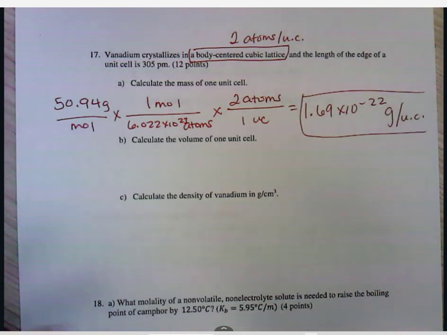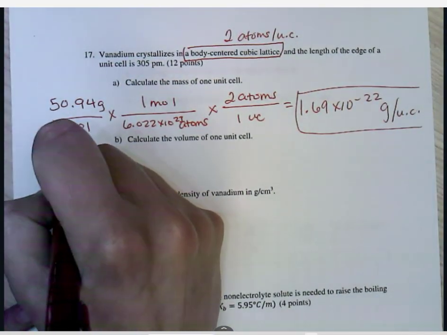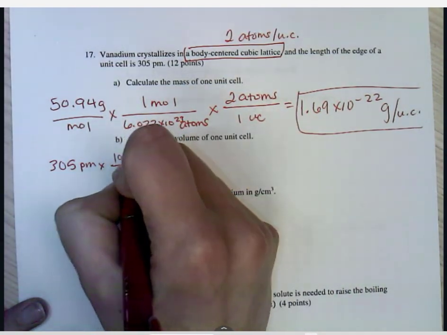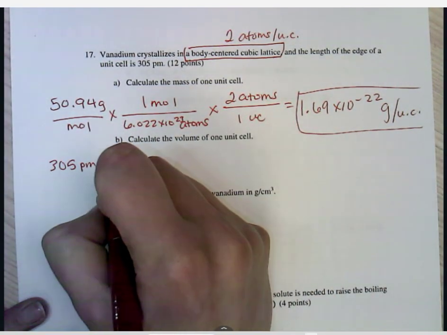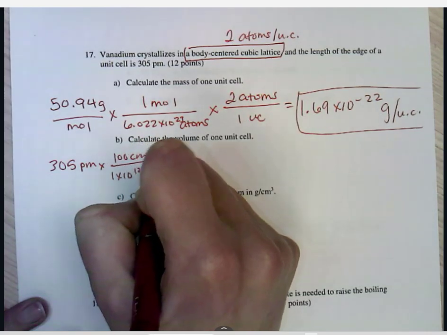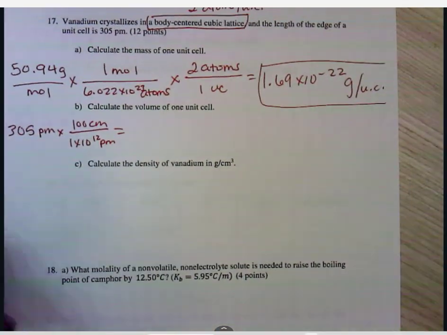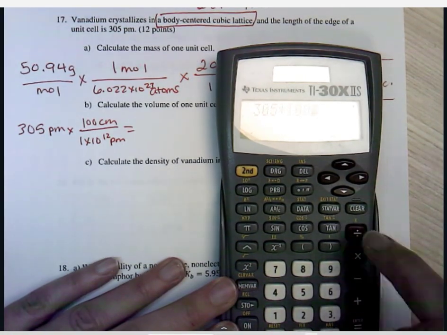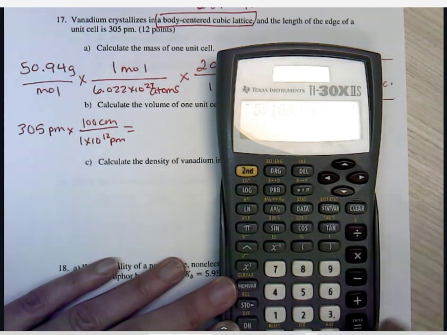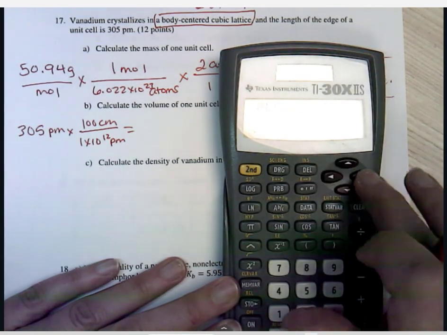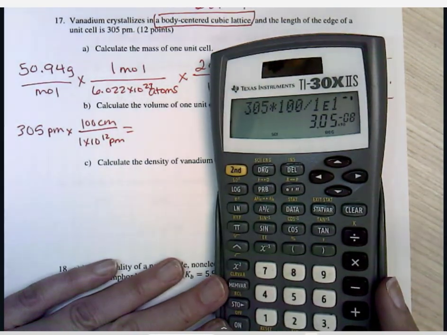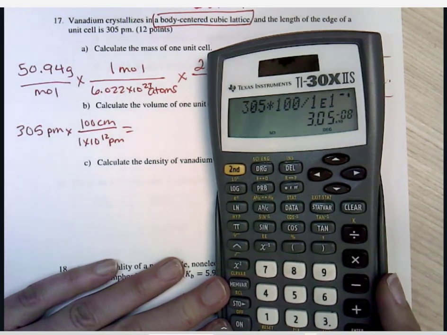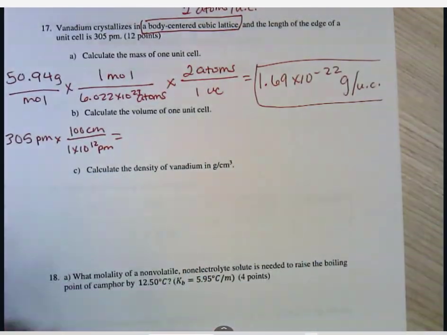Personally, I do want to convert to centimeters first. Remember, in 100 centimeters, which is a meter, there are 1 times 10 to the 12th picometers, which is a meter. And so if I use that as my conversion factor, I can get the edge length in centimeters, 3.05 times 10 to the minus 8th.